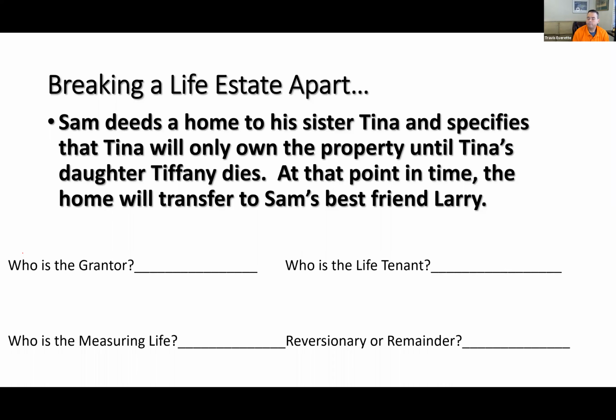So look at this. Let's break one apart. It says Sam deeds a home to his sister Tina and specifies that Tina will only own the property until Tina's daughter Tiffany dies. At that point in time, the home will transfer to Sam's best friend, Larry. So let's break it apart. Who's the grantor? Who creates this situation? Sam. Okay. Who's the life tenant? Who did Sam grant ownership to for a limited period of time? Tina.